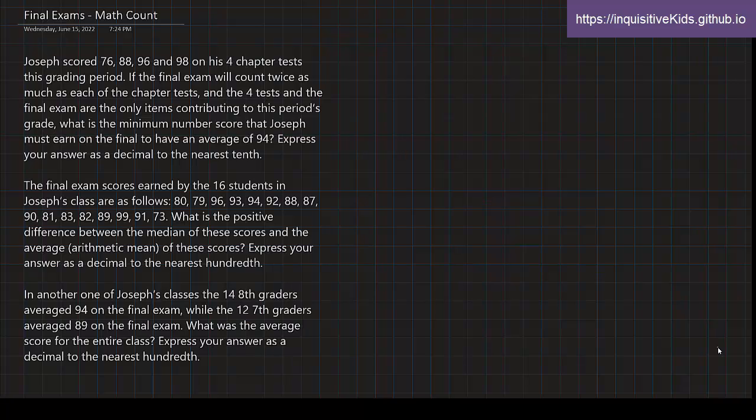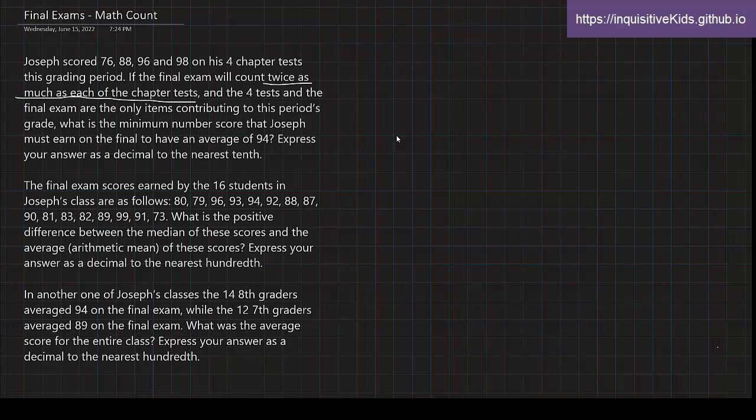Final exams, math count. Joseph scored 76, 88, 96, and 98 on his 4 chapter tests this grading period. If the final exam will count twice as much as each of these chapter tests, and the 4 tests and the final exam are the only items contributing to the period's grade, what is the minimum score that Joseph must earn on the final to receive an average of 94? Give your answer as a decimal to the nearest tenth.